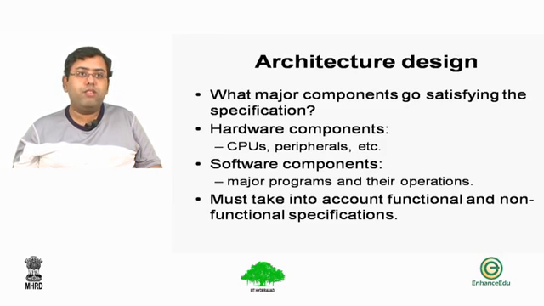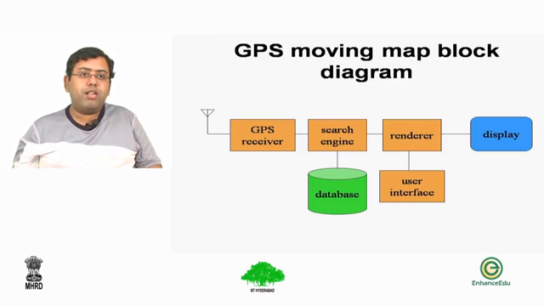So first you have to answer the question: what are the major components with regard to the specification, with respect to the hardware and software? If you consider the basic block diagram of the system, you can see the basic components like the receiver system, the computing system, the image processing system, the display system, and so on.